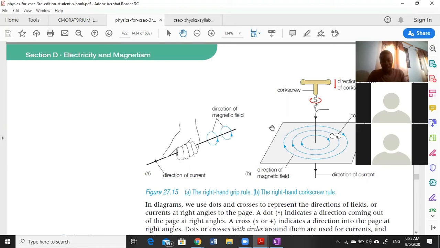All we want is your fingers curling into your palm, and the tips of your fingers will show where the magnetic field is pointed. Wherever my fingers curl shows me the direction of the magnetic field. Remember, your thumb is going to show you the current. So here the current is going in that direction, and then my fingers will curl over like this to show that the magnetic field is going all the way over.